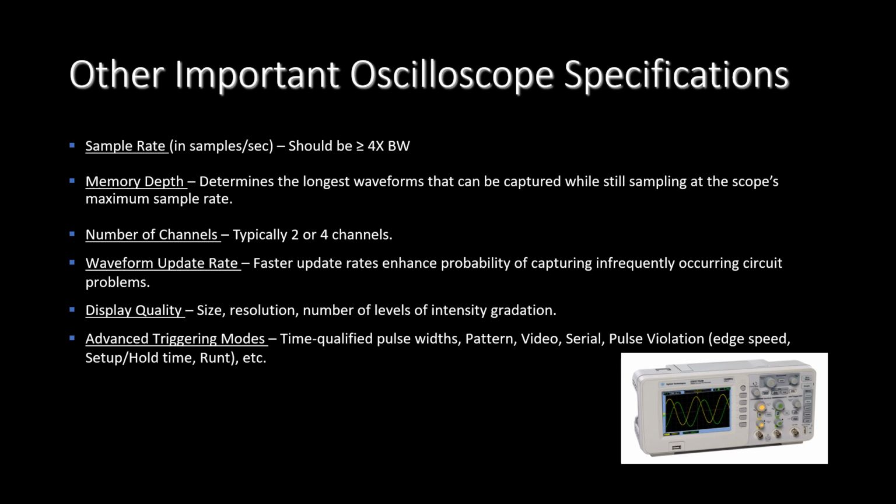We should consider the size, resolution, and number of levels of intensity gradation. Intensity gradation can be an important characteristic of a scope's display quality in order to view and make intuitive judgments about random noise and jitter. Advanced triggering mode is also an important factor to be considered, which enables the scope to synchronize on more complex signals such as serial bus signals.